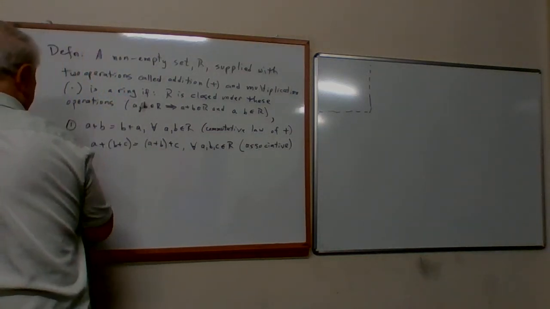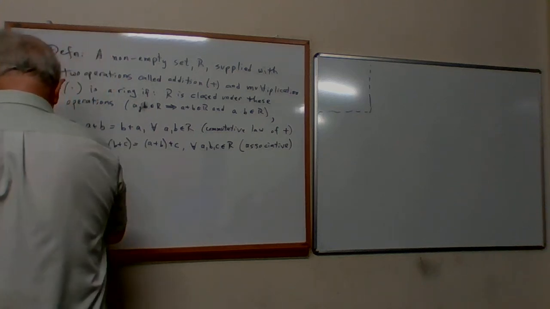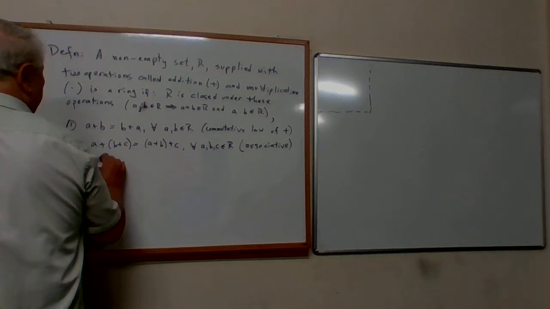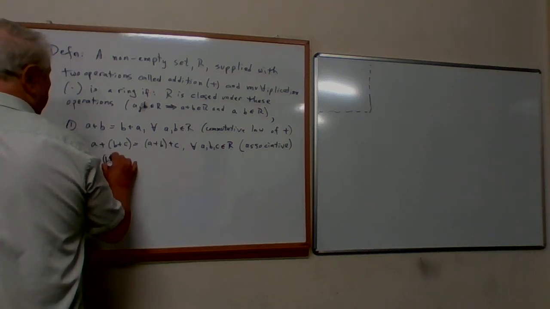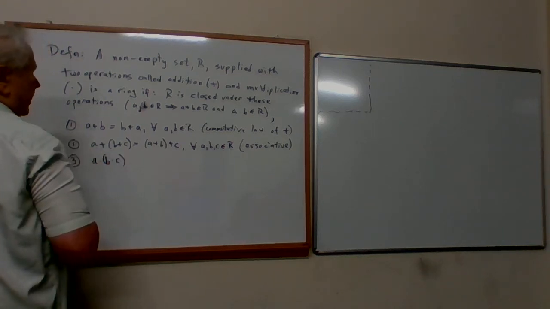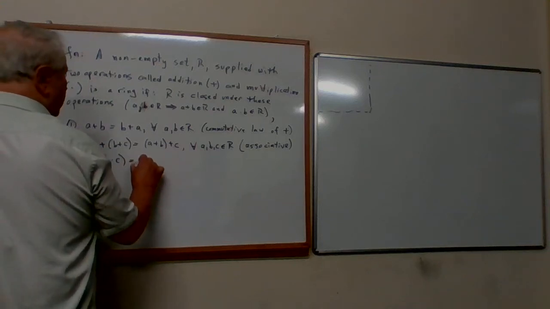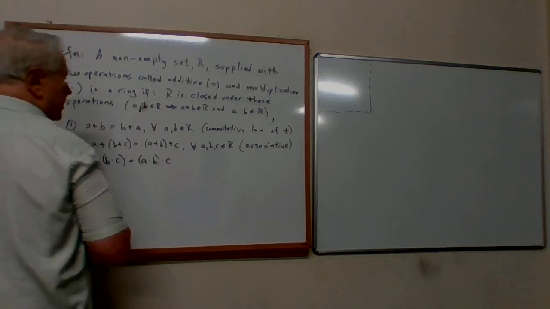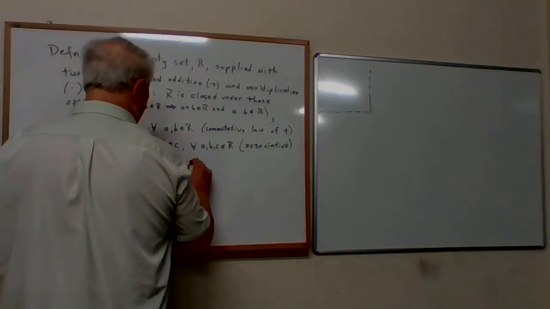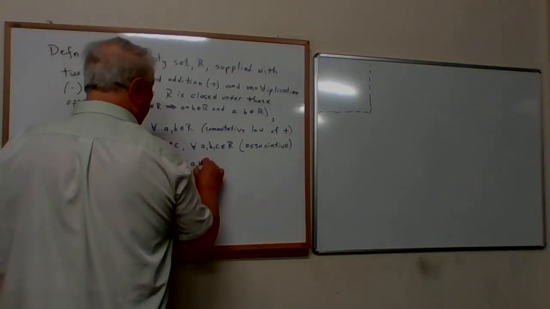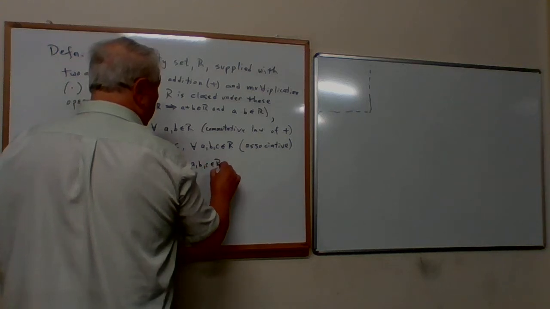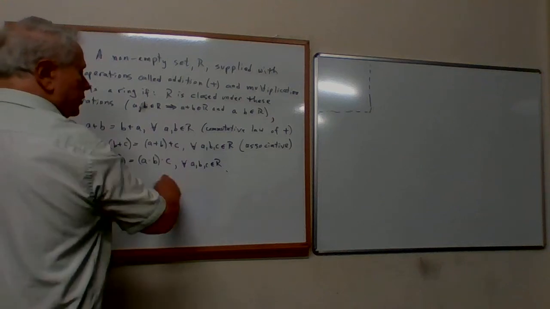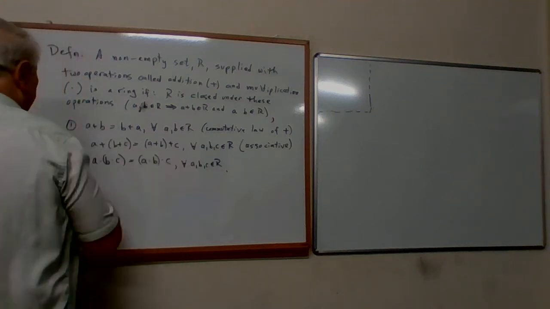Property 3. A times B times C, A times the quantity B times C, is the same as the quantity A times B and then times C, once again, for all A, B, C in R. And I don't need to write down the word associative again. This is the associative law of multiplication.